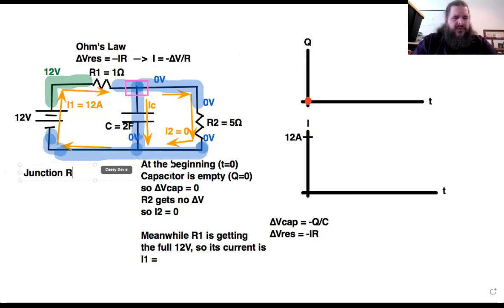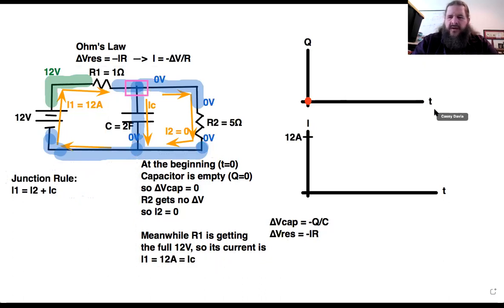Yeah, from the junction rule, we know that I1 equals I2 plus IC. And we found that I1 is 12 and I2 is 0, so IC has to be 12 at this time. So we could mark both of those on the graph. Current 1 and current C are both 12, and current 2 is 0. So we've got two currents that are 12.